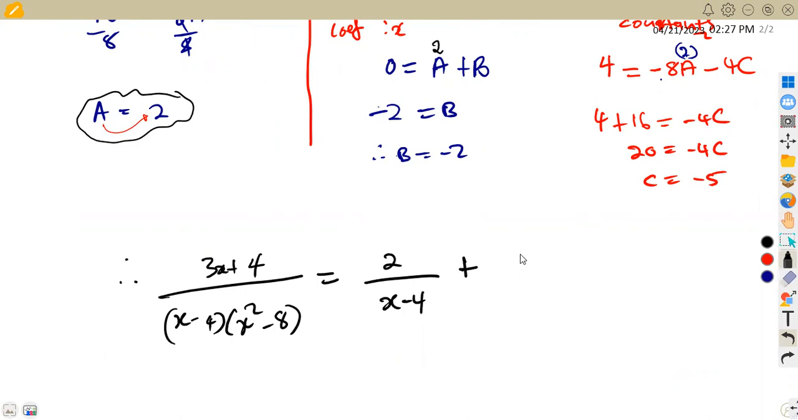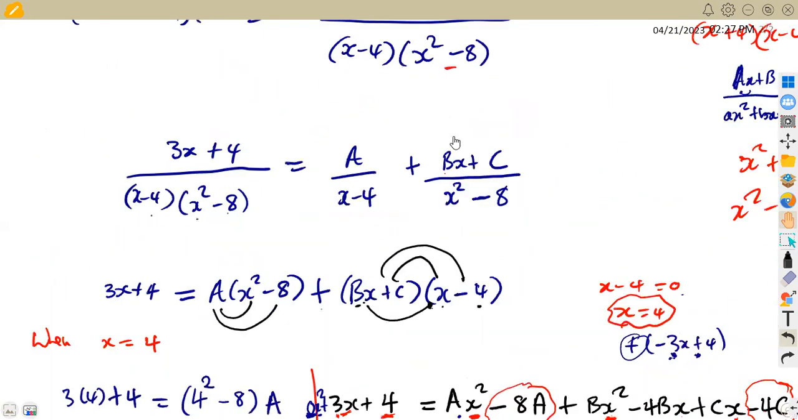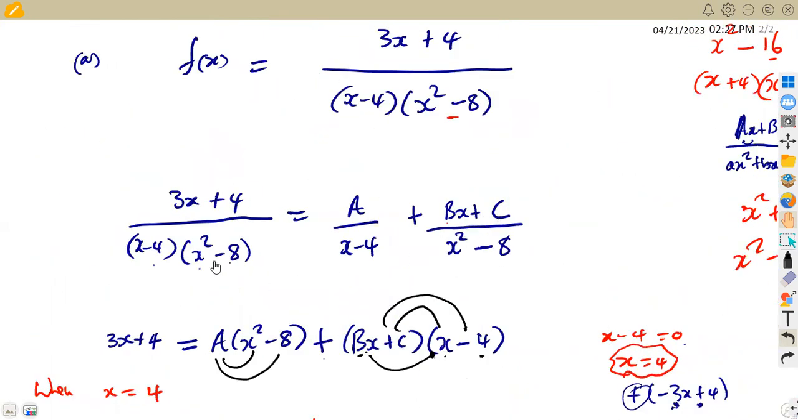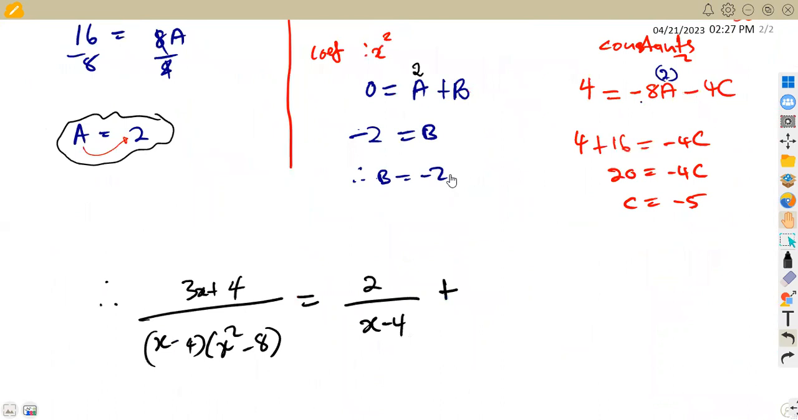We move on to the plus, the other part: plus bx plus c, over x squared minus 8. So we need bx plus c. Our b in this case is negative 2, so this is going to be negative 2x plus c.